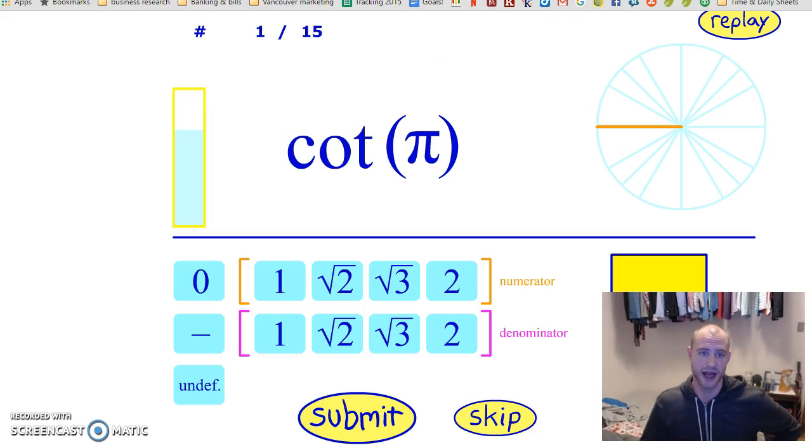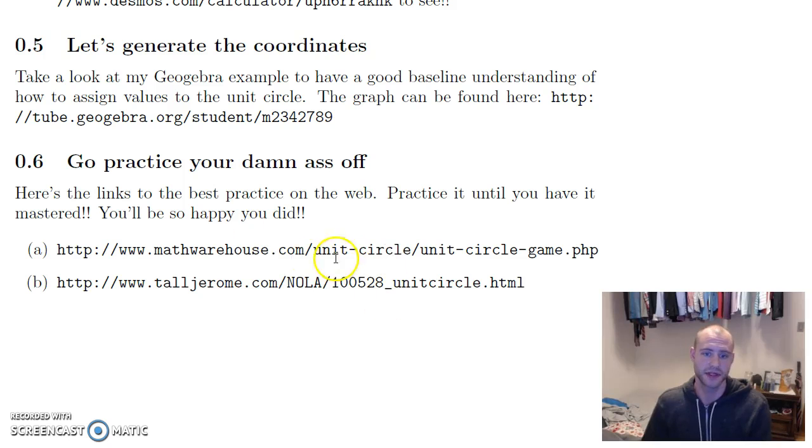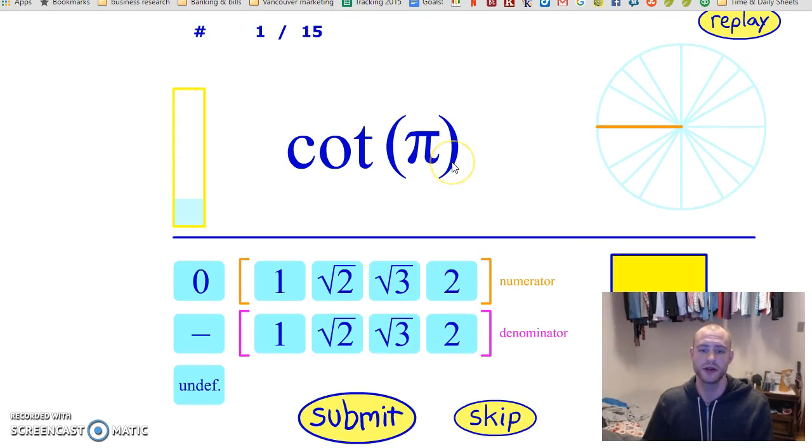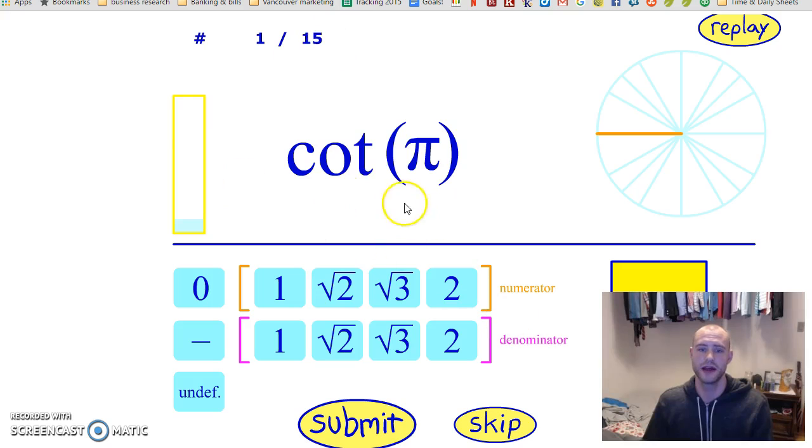But there's another one that I gave you in the description, or Khan Academy is great for that as well, where you can practice. But with this Tall Jerome one, you know you have it down when you can do all 15 right in under like 10 seconds a piece. Then you're golden. You don't have to worry about it. You've memorized your unit circle and you don't have to stress about that anymore.